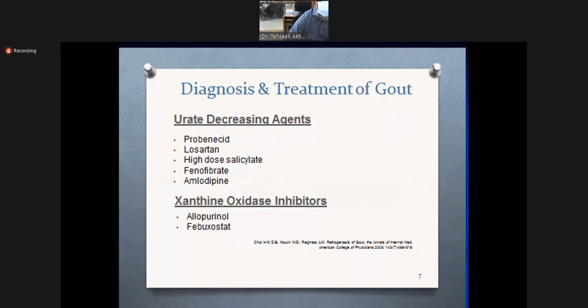And the drugs which act on the enzymes, inhibit the enzymes and decrease the level of uric acid, are known as xanthine oxidase inhibitors. The two common drugs are allopurinol and febuxostat. Allopurinol is an old drug, and febuxostat is a rather new drug comparatively. It is safer to extend as compared to allopurinol.